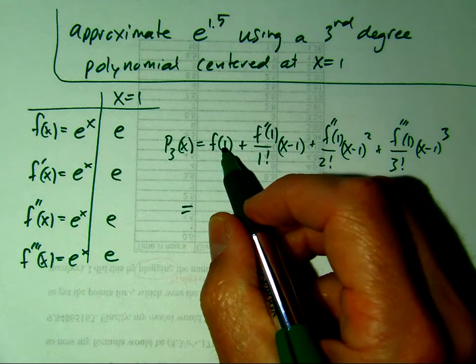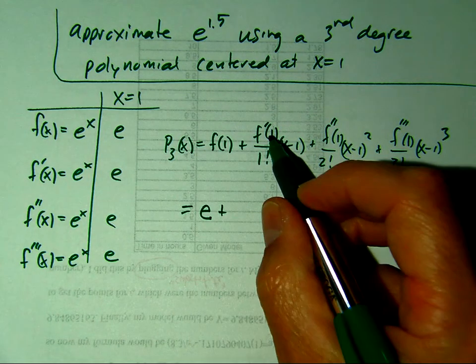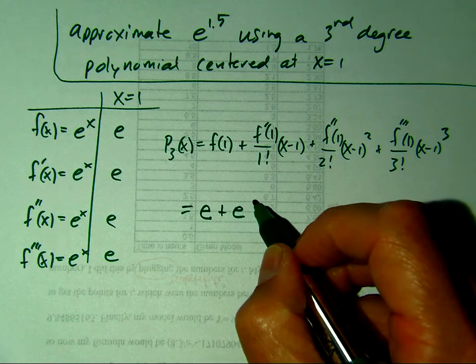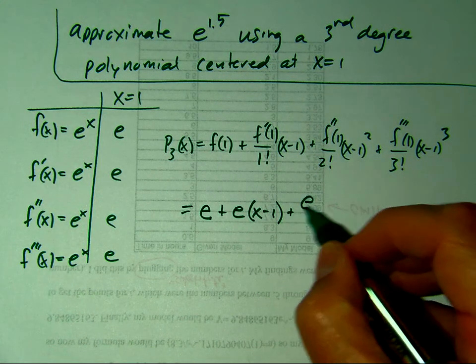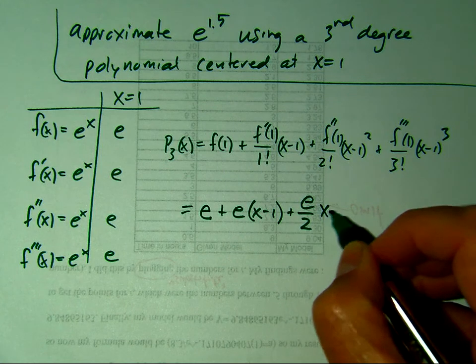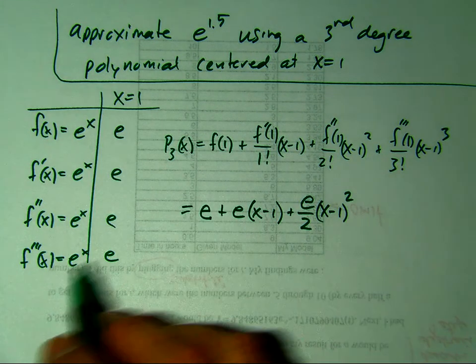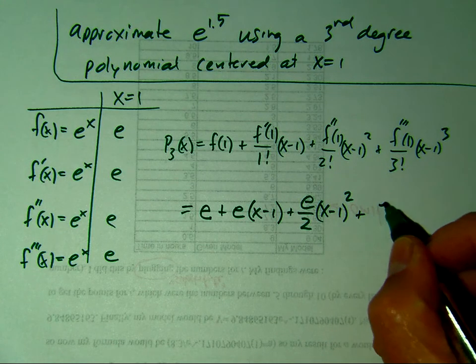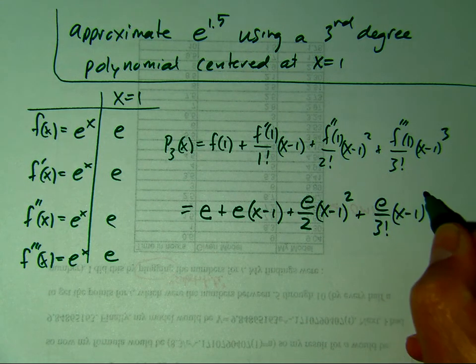F of 1 is e. So e plus e times x minus 1, plus e over 2 times x minus 1 squared. The third derivative is e, so e over 3 factorial times x minus 1 cubed.